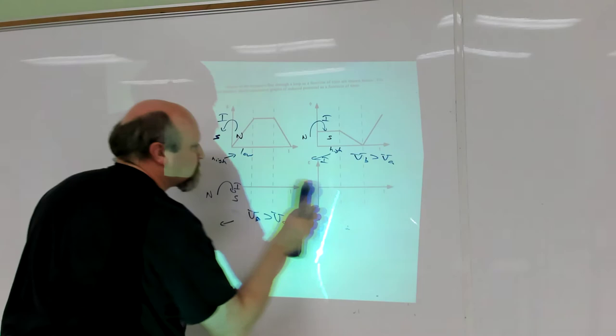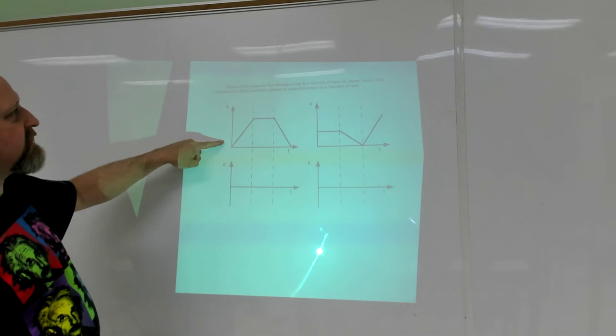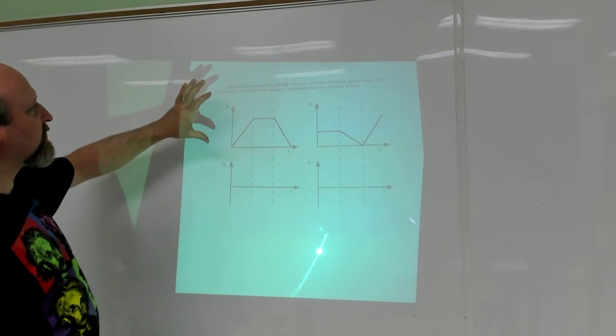Okay, this one says, I'm just giving you a graph of the magnetic flux through the loop. That's phi. That's this axis. This is phi, and this is time. So we're changing the flux through a loop as a function of time. I want you to draw a graph, just qualitative, not quantitative, no numbers, just amounts, of the induced potential as a function of time.